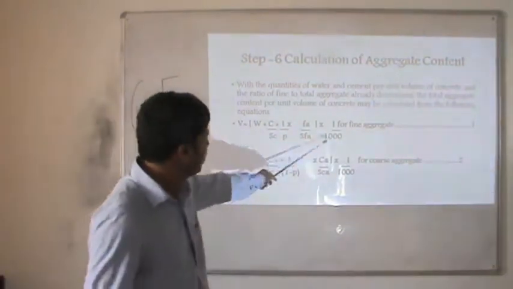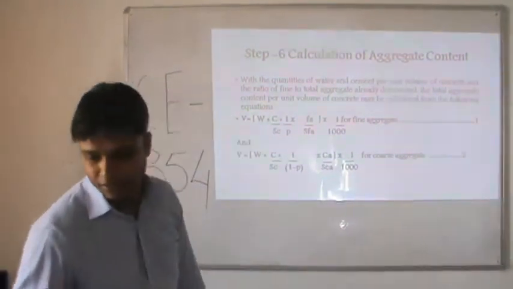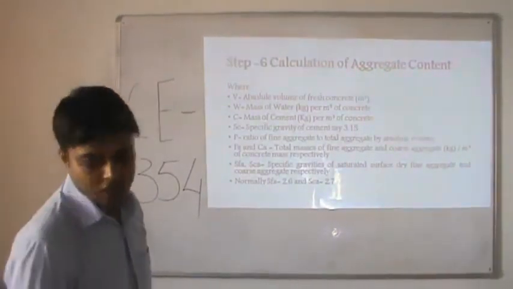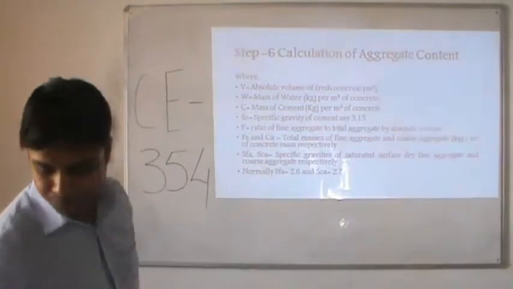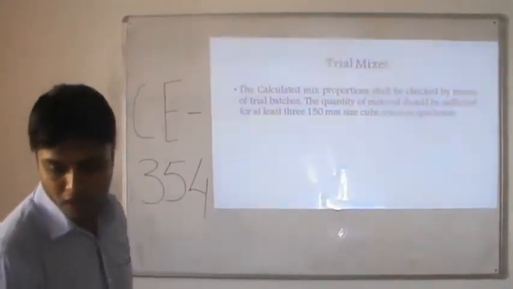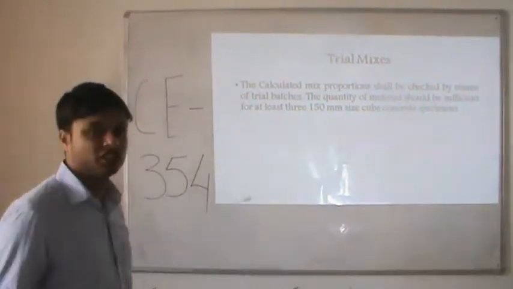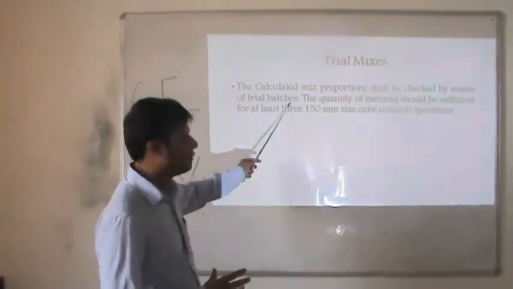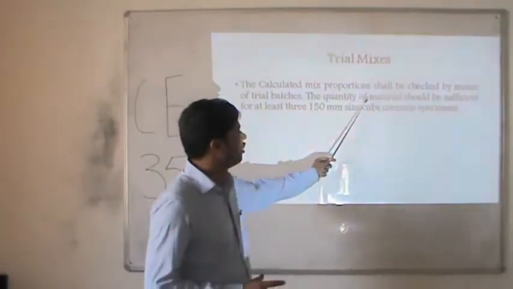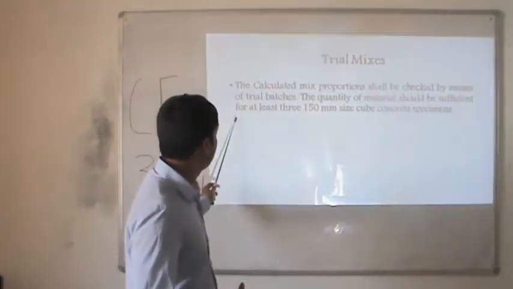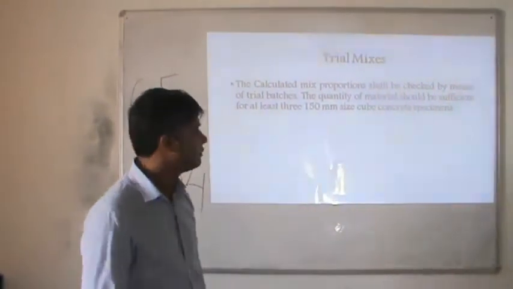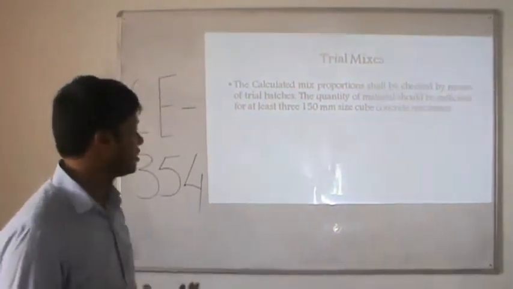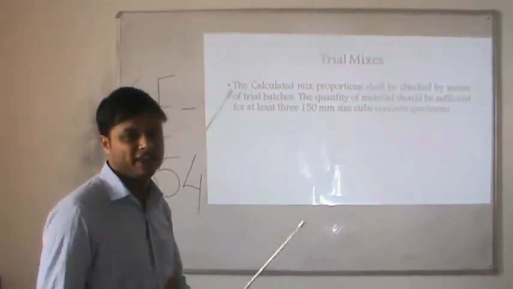So this is for the fine aggregate, this is for the coarse aggregate. In that formula, these are the given values. Now the calculated mix proportion shall be checked by means of trial batches. The quantity of material should be sufficient for at least three 150 mm size cube concrete specimens. So we must check what we got, is it correct or do we have to modify it again.